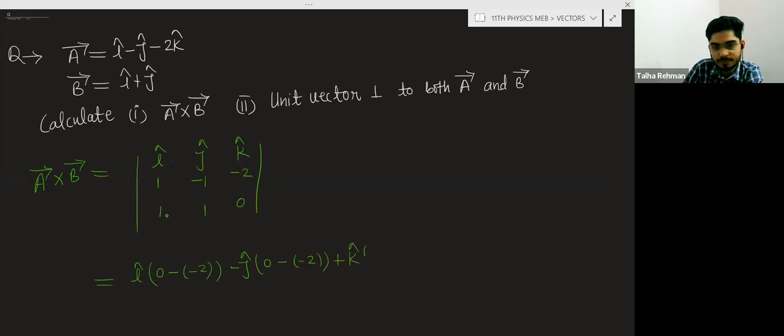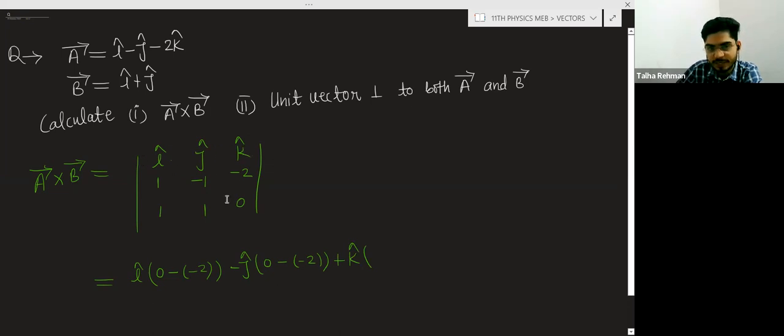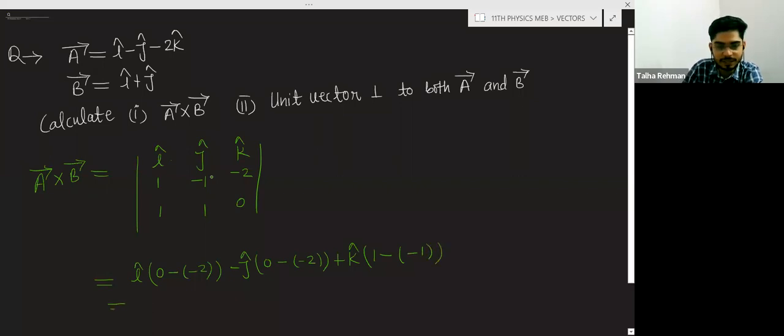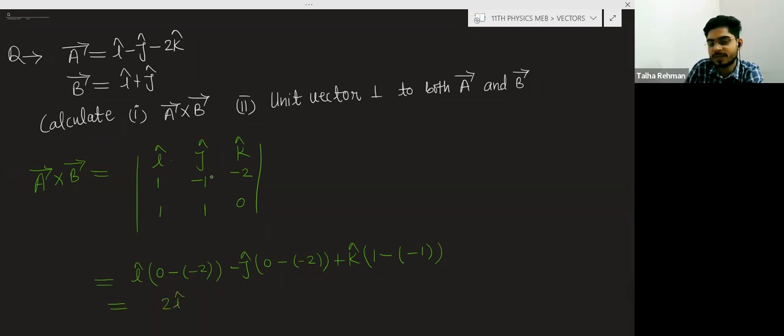Plus of K cap. So hide this column containing K cap and this row containing K cap. You will multiply this 1 with 1, so it will become 1. Here a minus sign, then you will multiply 1 with -1, you will get minus. Simply we can calculate now. This will become minus minus plus, so 2 of I cap. This is minus minus plus, and this is again minus, so this will become -2 J cap. This is 1 and minus minus plus, so 1 plus 1 is 2, and this will become 2 K cap. Okay, so this is your A cross B.